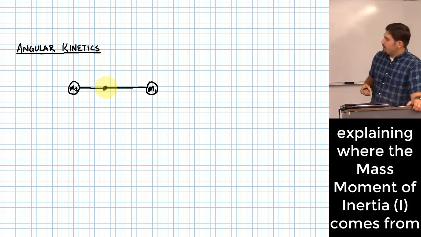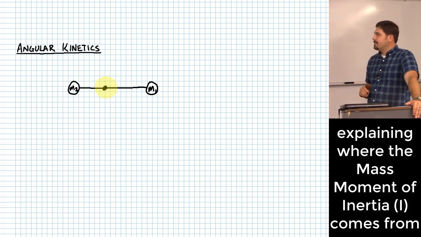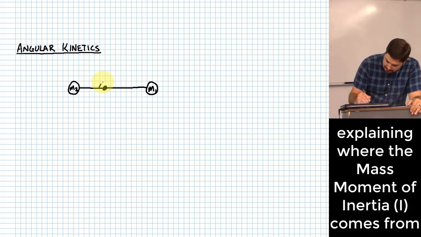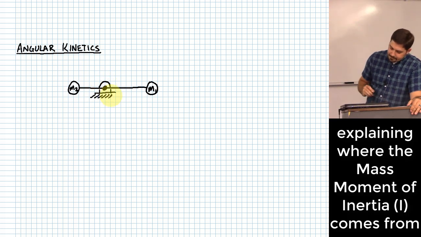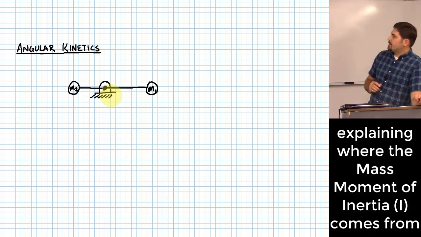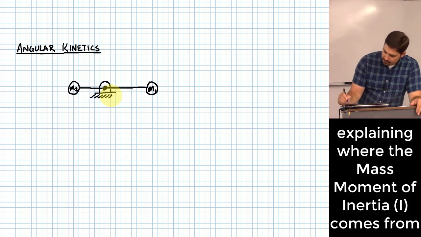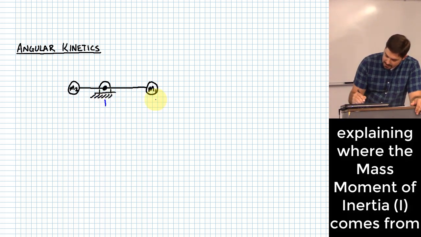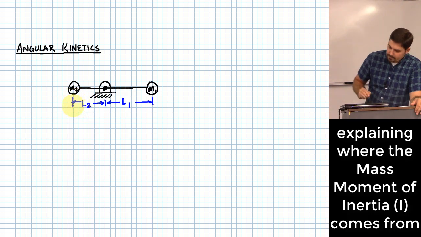Let's say I have them connected with massless rods to some swivel in the middle. So there's maybe a bearing or something that's supporting these things in the middle. First of all, let's say we know how far these lengths are. So let's say this is L1, and this is L2.